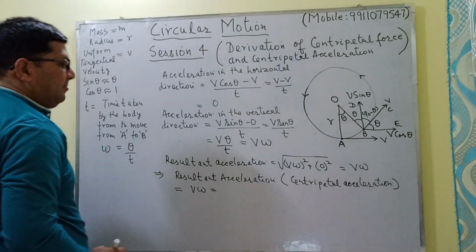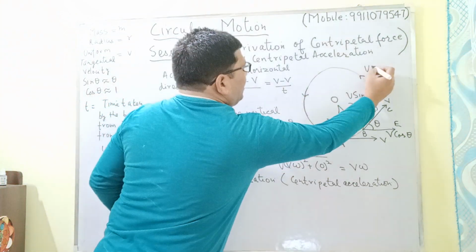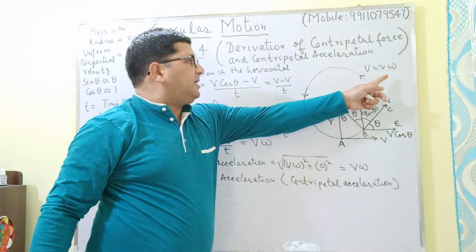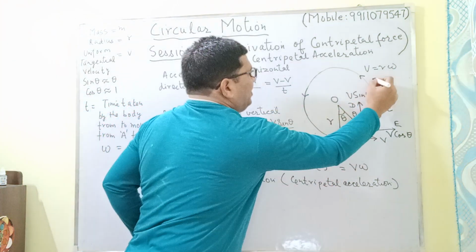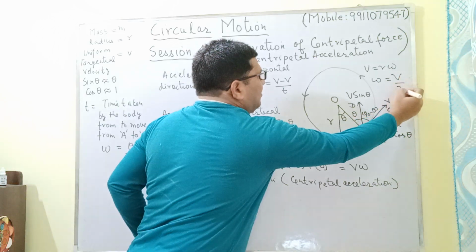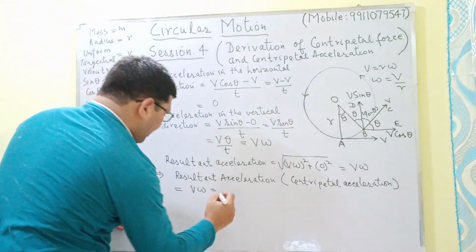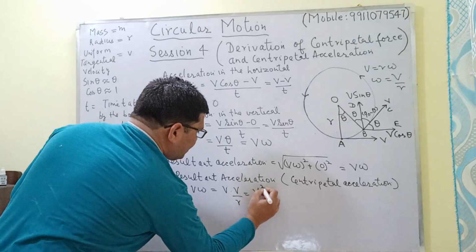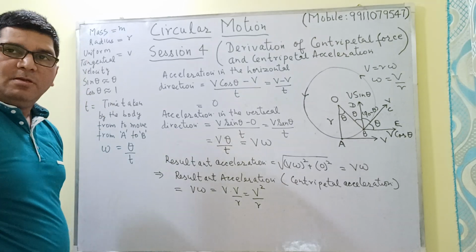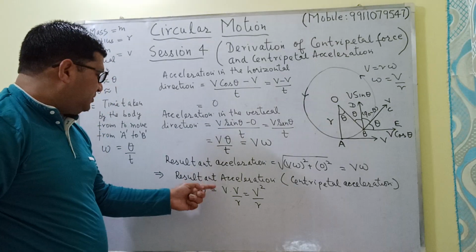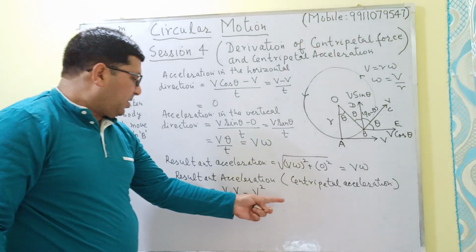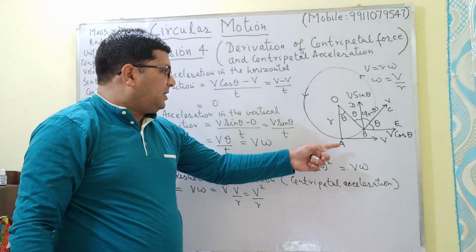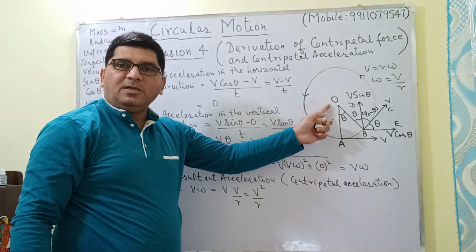Now we also know that V is equal to R omega, as we have studied in the previous sessions. So from here I can substitute the value of omega. Omega will be equal to V upon R. So here I will be putting the value of omega as V upon R. So V upon R, so this becomes equal to V square upon R. Now this resultant acceleration is equal to V square upon R, and this is the centripetal acceleration, and this acceleration is directed towards the center.